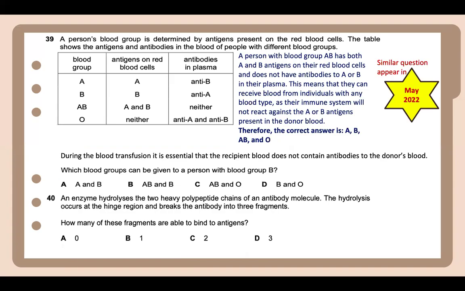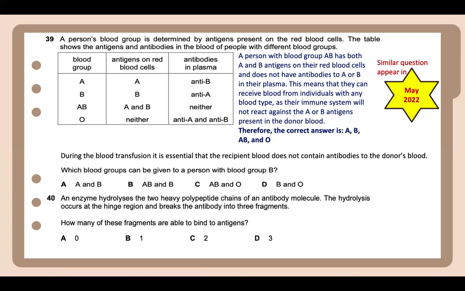A person's blood group is determined by antigens present on the red blood cells. The table shows the antigens and antibodies in the blood of people with different blood groups. This is also a similar question which appeared in May 2022. During a blood transfusion, it is essential that the recipient's blood does not contain antibodies to the donor's blood. Which blood groups can be given to a person with blood group AB? The answer is A, B, AB, and O.